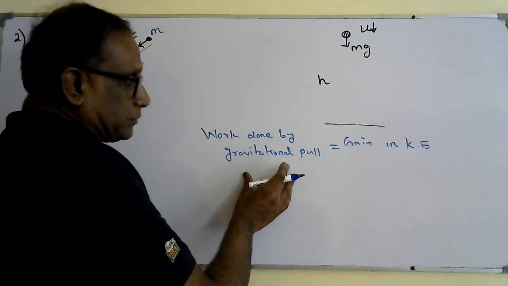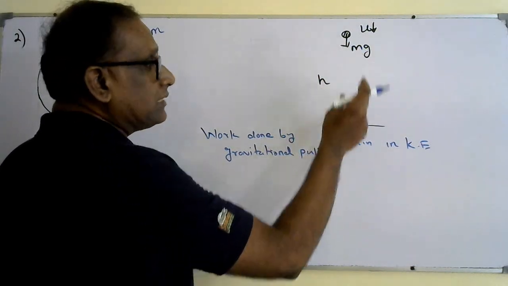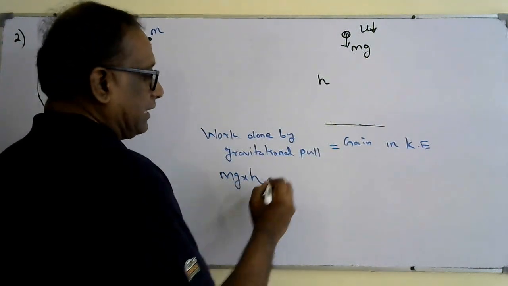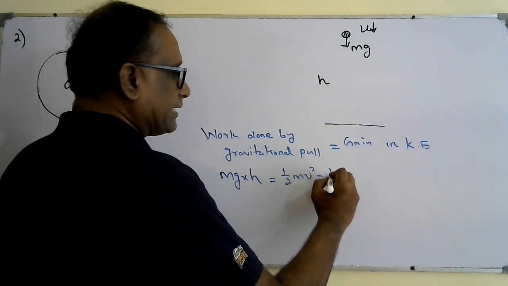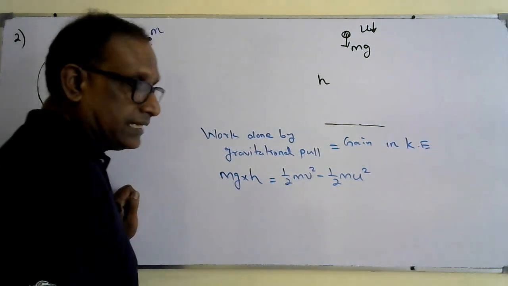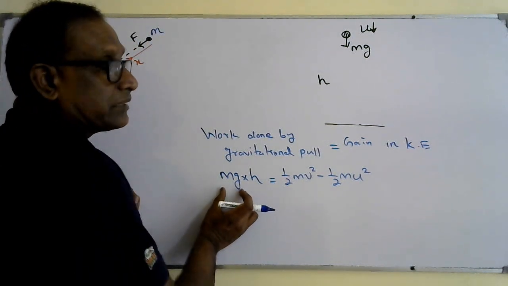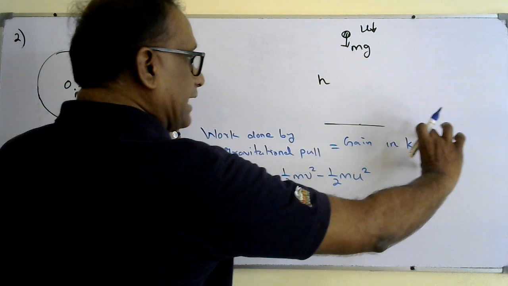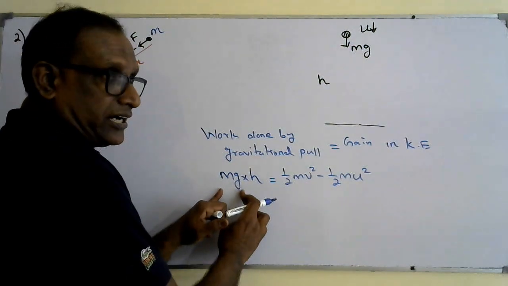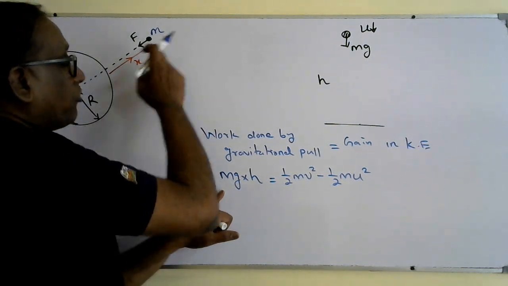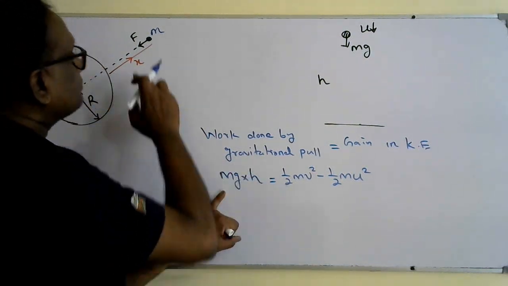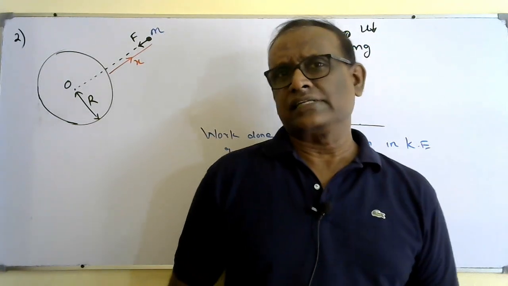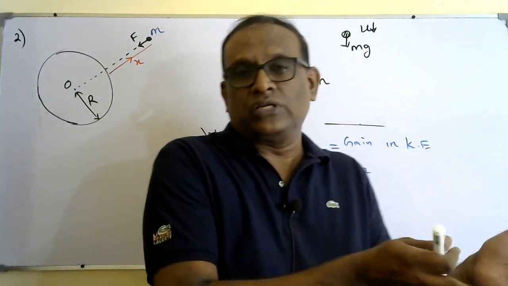Work done by the gravitational pull means the force exerted by the gravitational field, that is mg, times the distance moved, h, equal to half m v squared minus half m u squared, the gain in kinetic energy. But here the force mg was constant, whereas in this problem the force is not constant. We use the same principle, but the force is a function of the distance from the surface, distance x or h, whatever I use. Therefore we have to use calculus, integration. That's the only difference. Otherwise the principle is exactly the same as what you learn in physics.